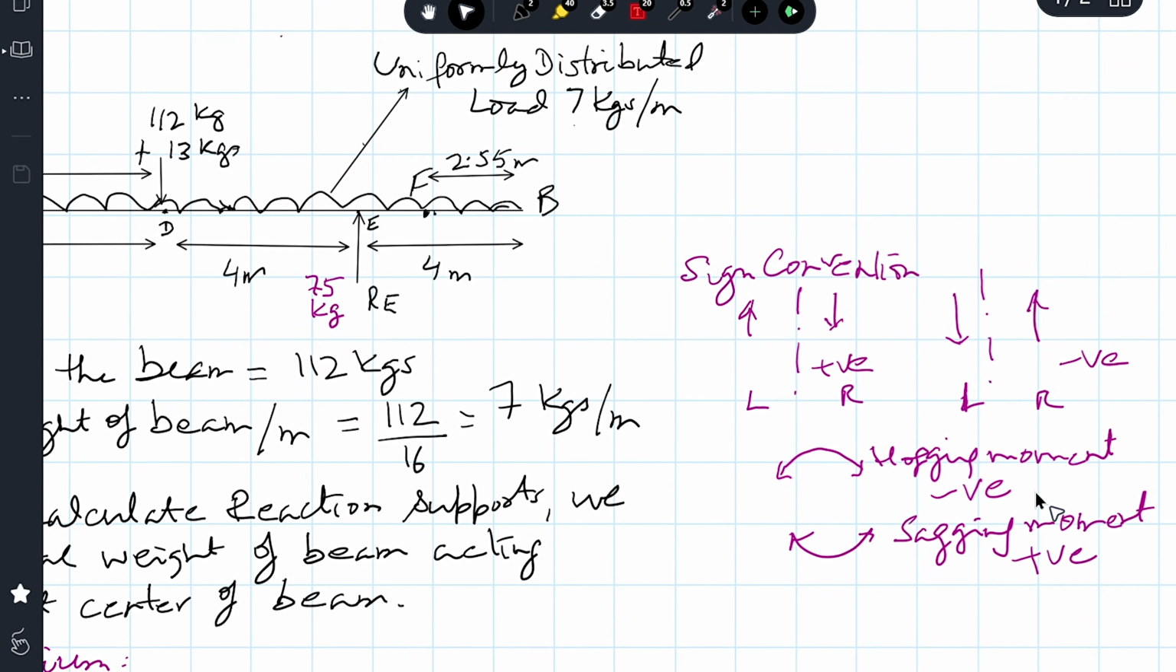Sign convention. We will be using from left of the section, the upward force will be positive and the downward force will be negative. And if you use the right side of the section, then downward force is positive and upward force is negative. But we are going to use in this question the left side of the reference section. All the forces and moments will be calculated towards the left side of the point. Similarly, hogging moment is negative and sagging moment is positive.